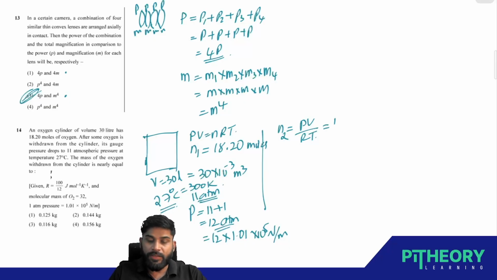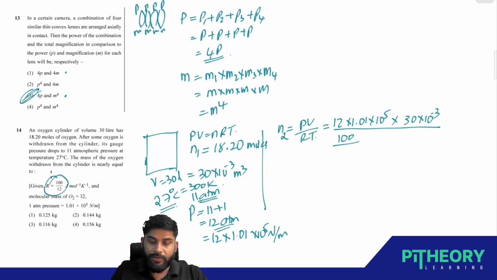What is P? Nothing but 12 into 1.01 into 10 to the power 5. The volume is what? 300 liters. So, sorry, 30 liters. 30 into 10 to the power minus 3, divided by R value, which is given. Easily it is given like 100 by 12. Note down this value. If it is coming properly, you can use it for further relations also. 100 by 12, right? Into, we have temperature. How much is that? 300.